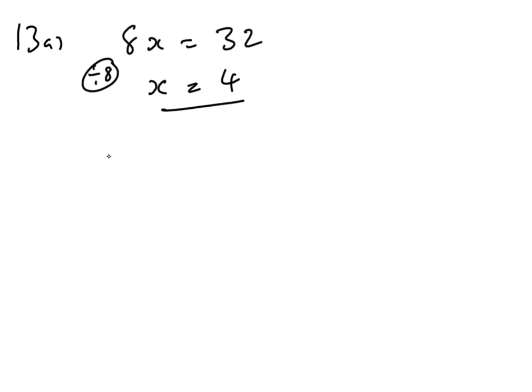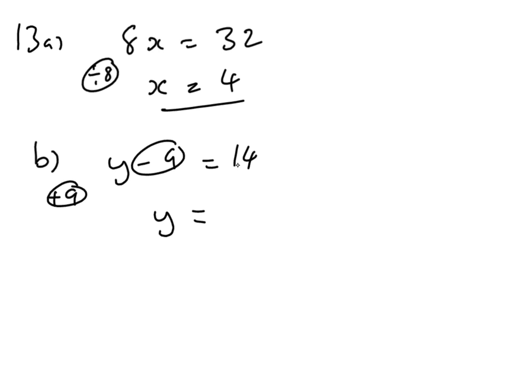Question 13. So 8x equals 32. So 8 lots of something gives us 32. So if we divide both sides by 8, that will then give us x here. And then 32 divided by 8 will give us the answer of 4. B, we've got y minus 9 equals 14. I want to get rid of the minus 9, so we add 9 to both sides. Adding 9 to this side leaves us with y, and adding 9 to this side then would leave us with 23.